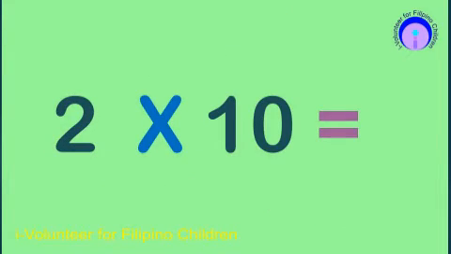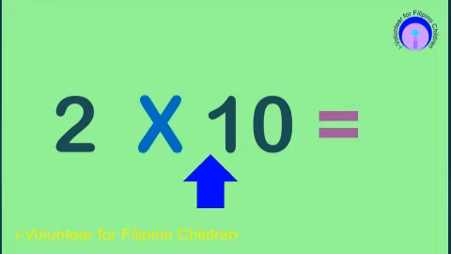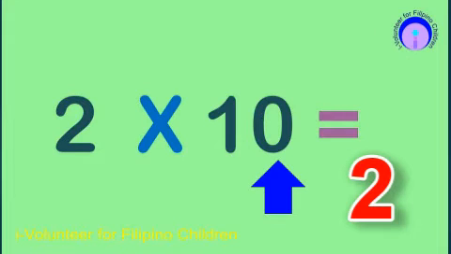Can you still remember how we multiply a number by 10? Okay, let's recall. 2 times 1 is equal to 2, and then find out the number of zeros that you have to attach on the right side. How many zeros do we have, class? Yes, so we have only 1 zero to attach to the right side.